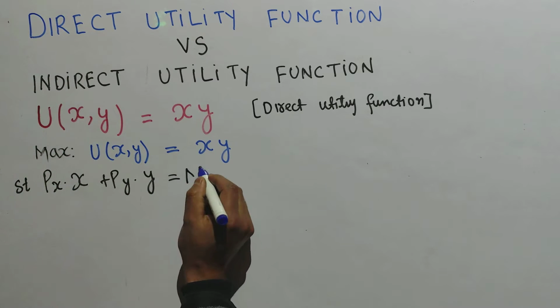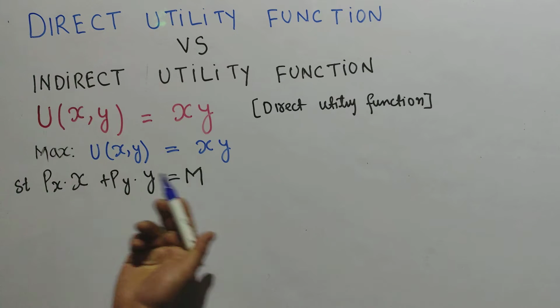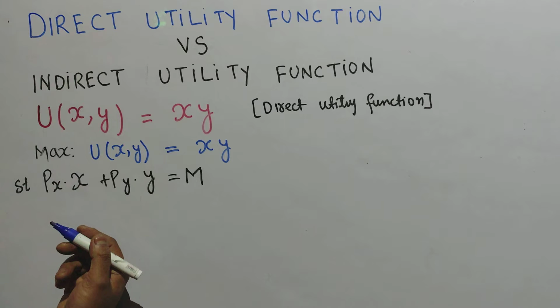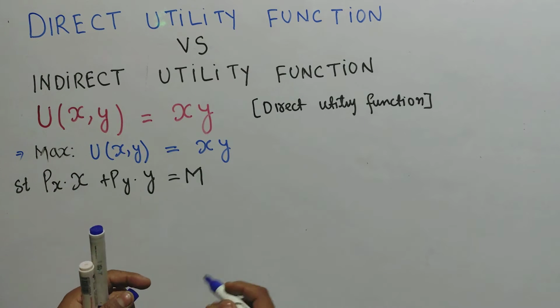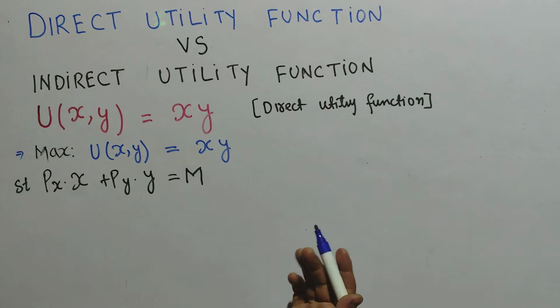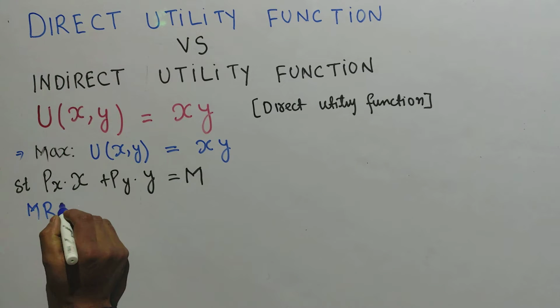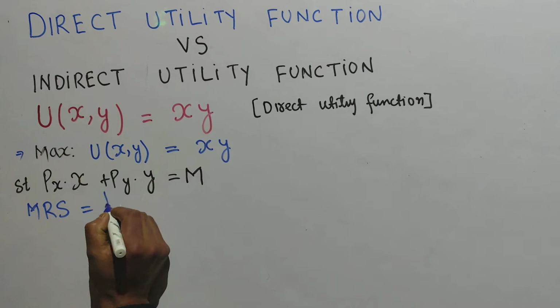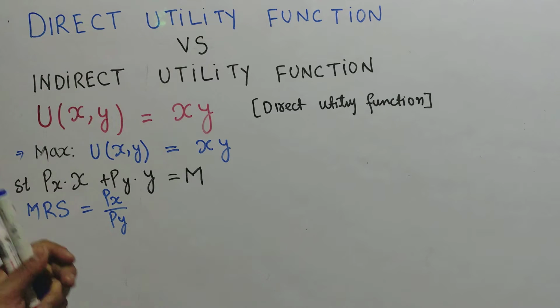Let us assume M denotes the money income of the consumer. When we solve this, we use the tangency condition. When we solve this direct utility function, we will get the Marshallian demand function. So how do we solve? We use the tangency condition: the marginal rate of substitution should be equal to the ratio of the prices, price of X upon price of Y.